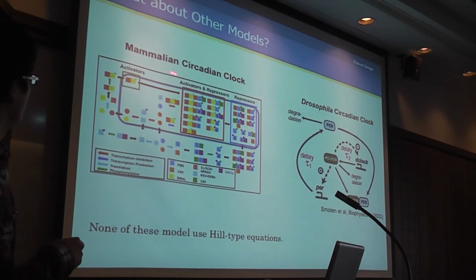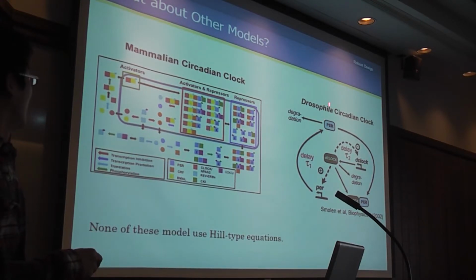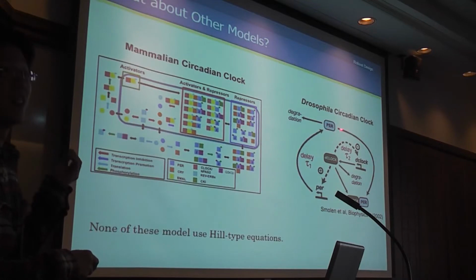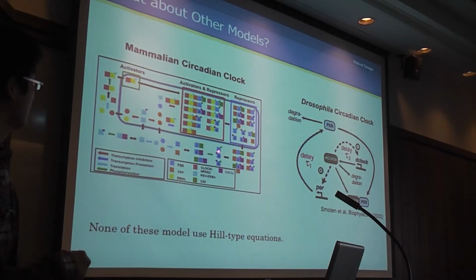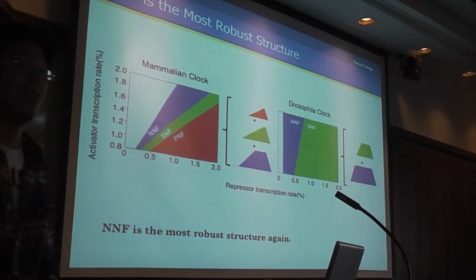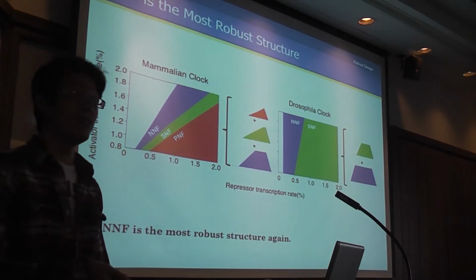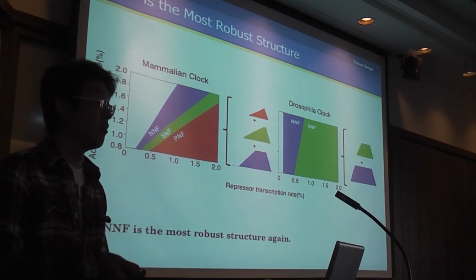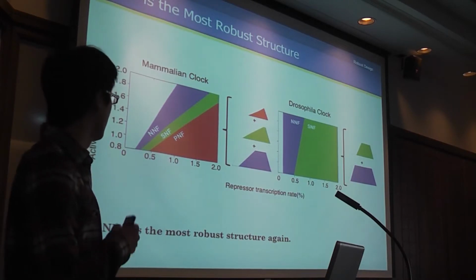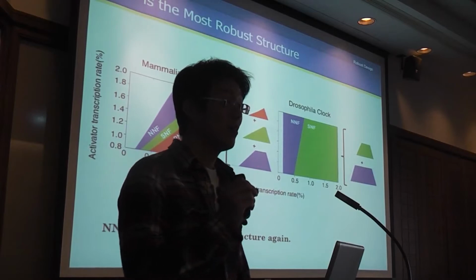So this is a mammalian circadian clock model, a very detailed model with about 200 equations. And this is a Drosophila fruit fly circadian clock model. The common characteristic of these models is that none of them use Hill type equations. As a result, all of these models show that the double negative feedback loop structure has the widest range of parameters where rhythm occurs. Indeed, the double negative feedback loop structure is the most robust structure.